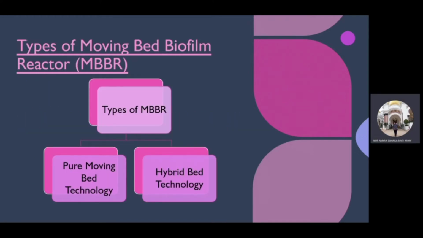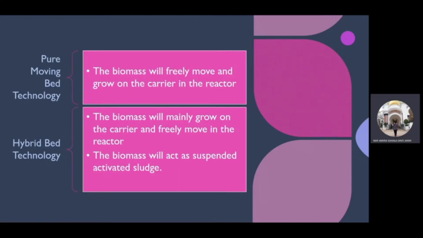There are two types of bed technology, pure moving bed technology and hybrid bed technology. For pure moving bed technology, the biomass will freely move and grow on the carrier in the reactor. The same goes for the hybrid bed technology, which lets the biomass mainly grow on the carrier and freely move in the reactor. But the difference is that the biomass will act as suspended activated sludge.